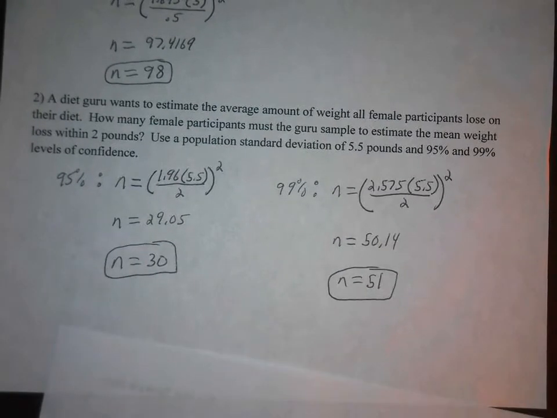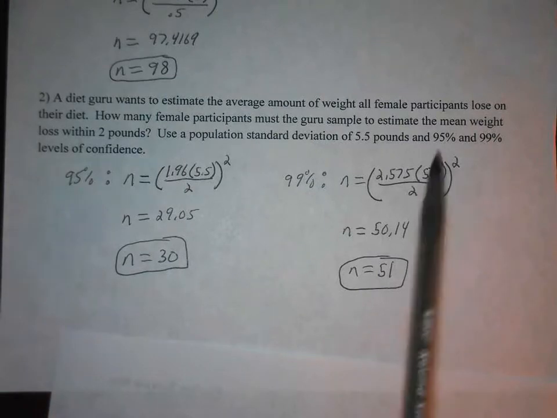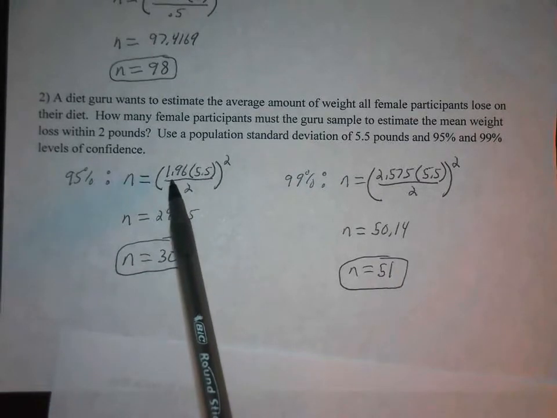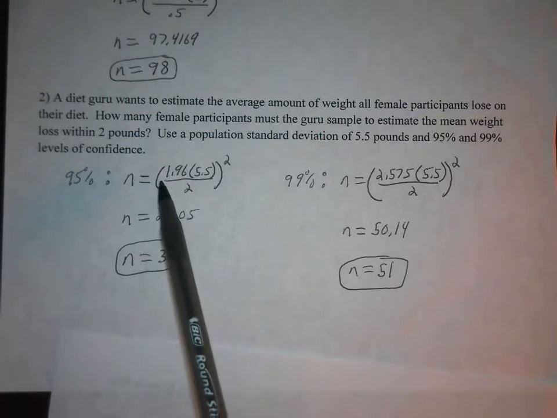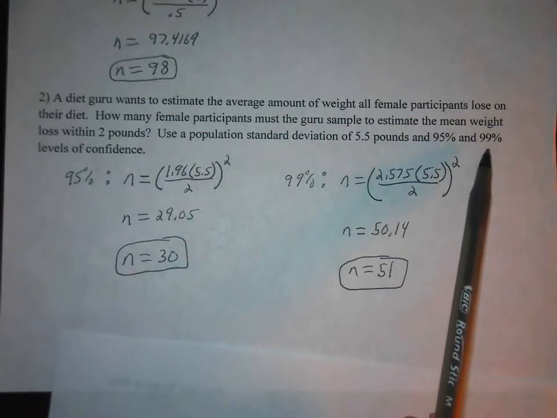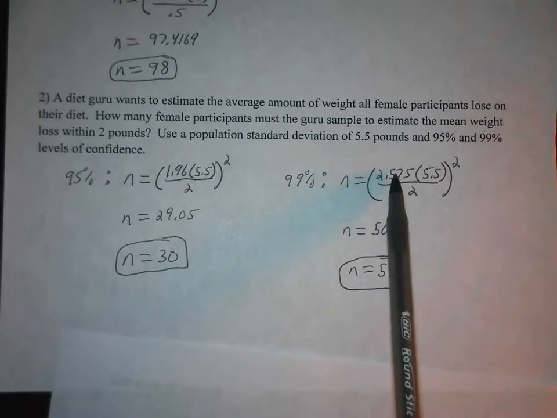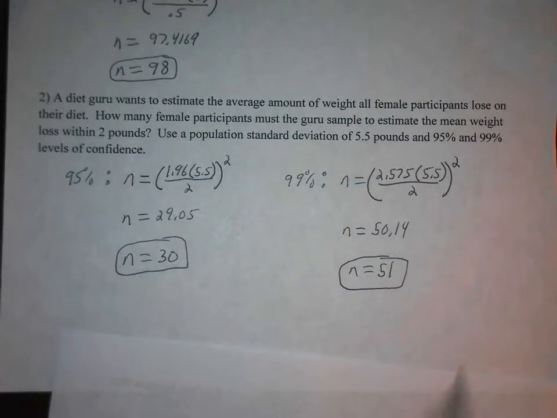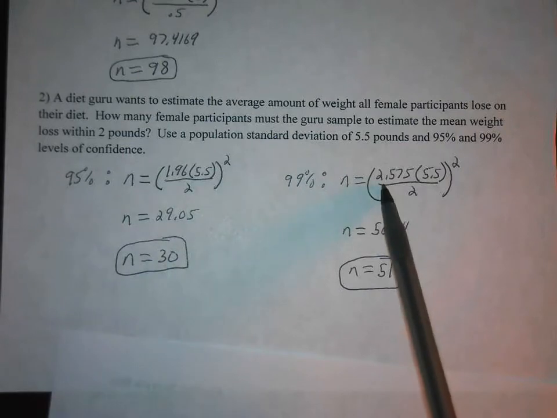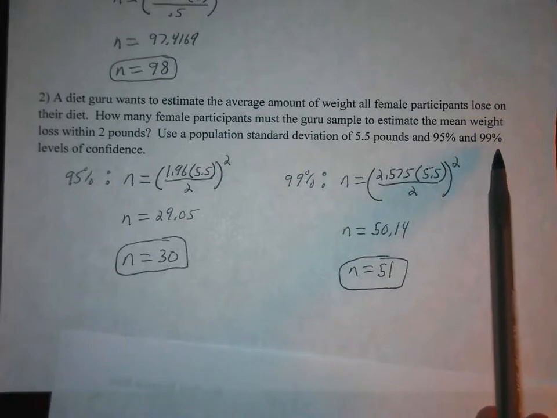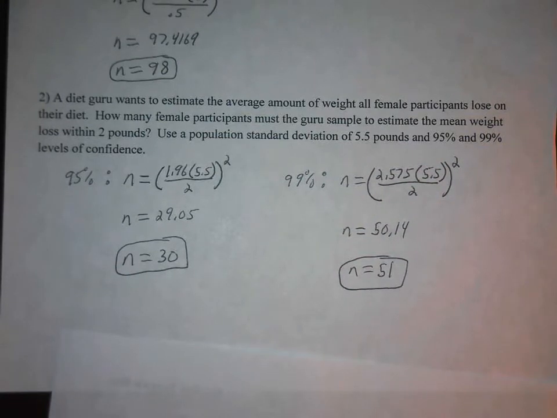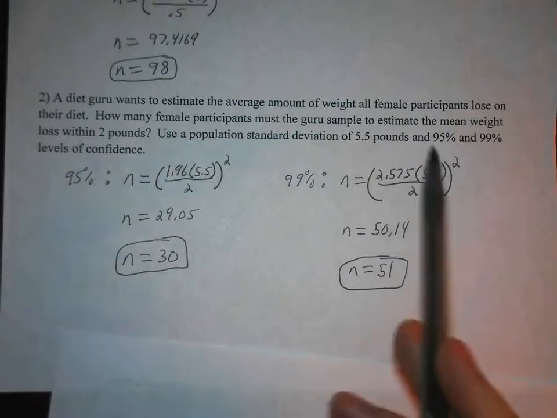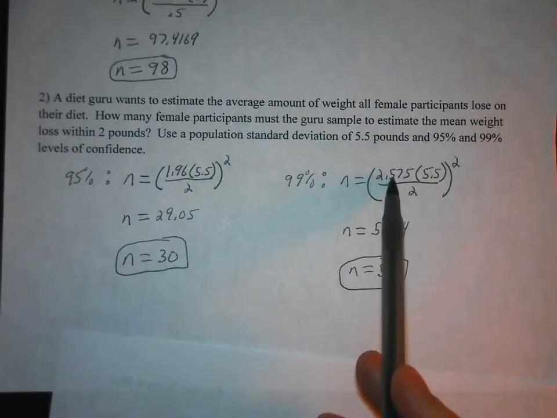Now, what that's really doing though, the reason why 2.575 is larger than 1.96, well, that's just math. But the reason 99% gives you that larger value is because if you want to be more confident, you have to go farther away from the mean. Remember that these numbers are z-scores. So if you want to have 99% confidence, you need to be farther away from the mean than you do for 95% confidence. So that's why that number is larger.